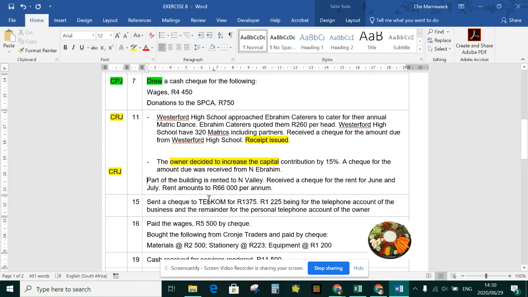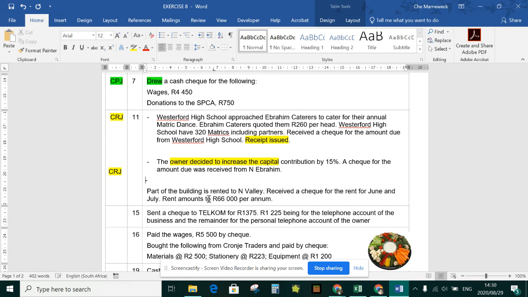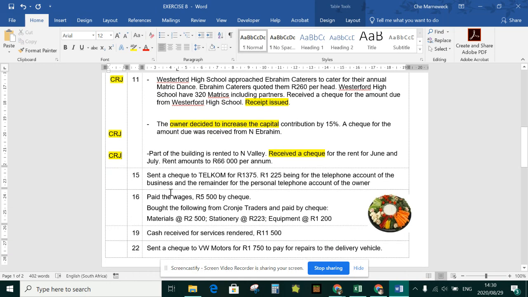Yet we have a third transaction. There's a lot of things happening on day 11. Part of the building is rented to N Valley. Received a check for the rent. So we are receiving money. So that is going to be cash receipts journal. So three transactions in the cash receipts journal on day 11.